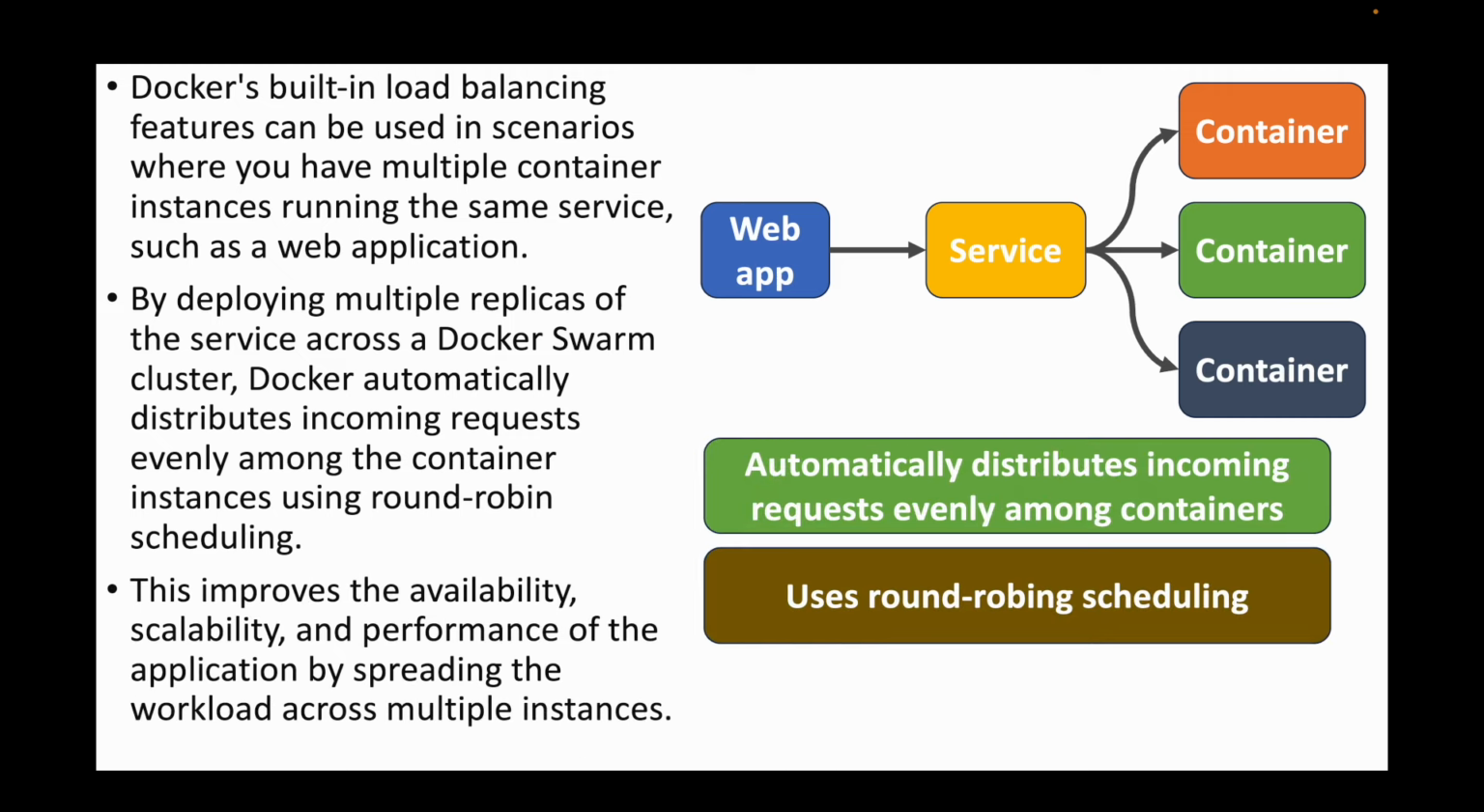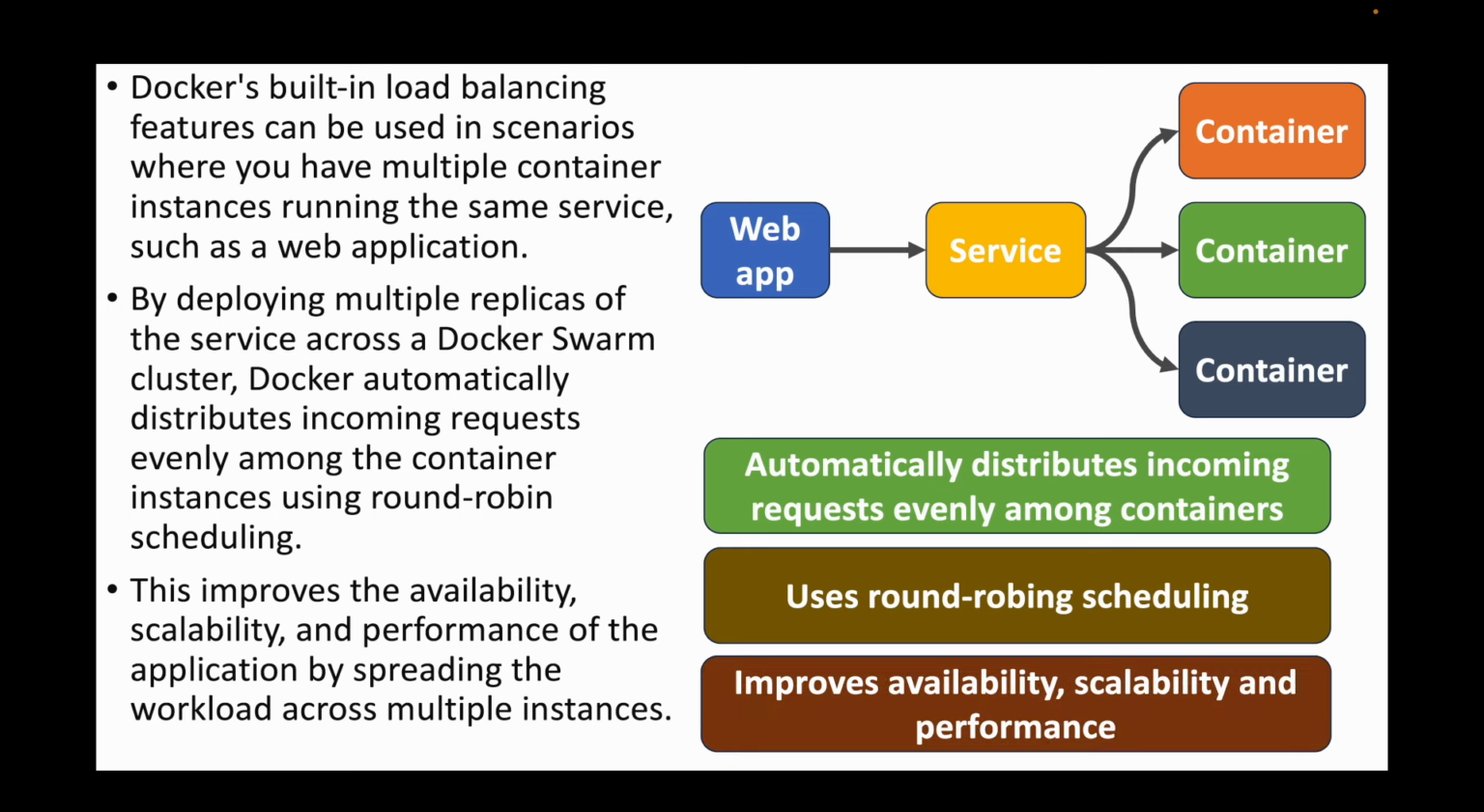All right. So this will improve the performance and the availability and also the scalability of your application by spreading the workloads across multiple instances. So instead of sending the load to only one container, we can distribute the load across multiple containers, and that's where we can make use of Docker's built-in load balancing feature.